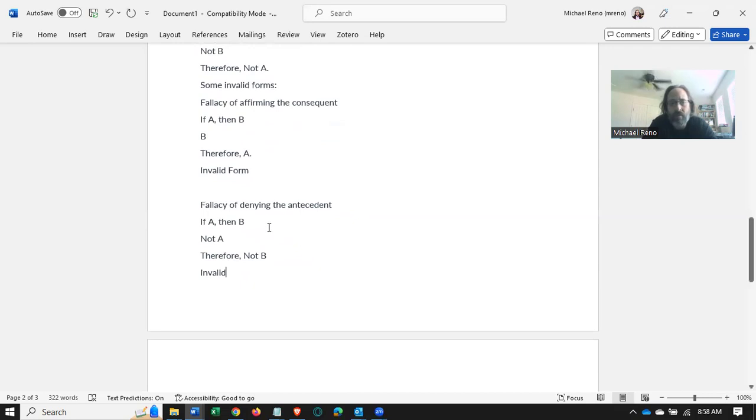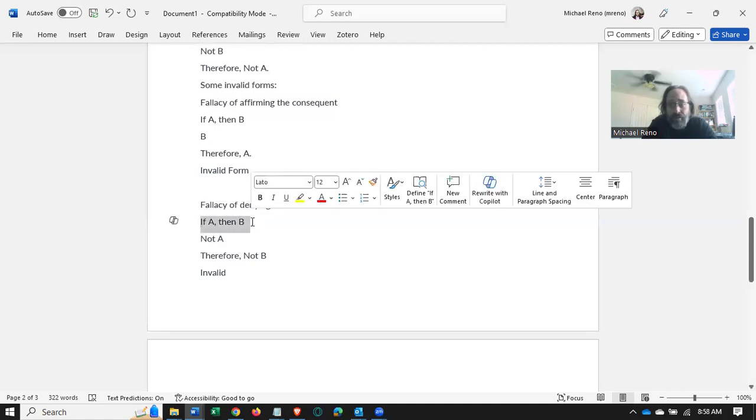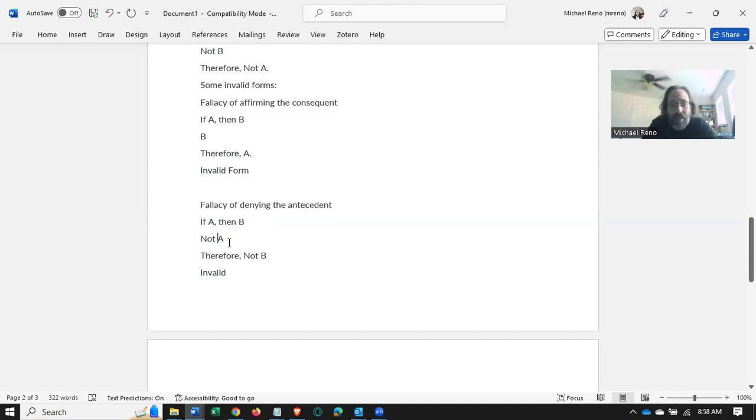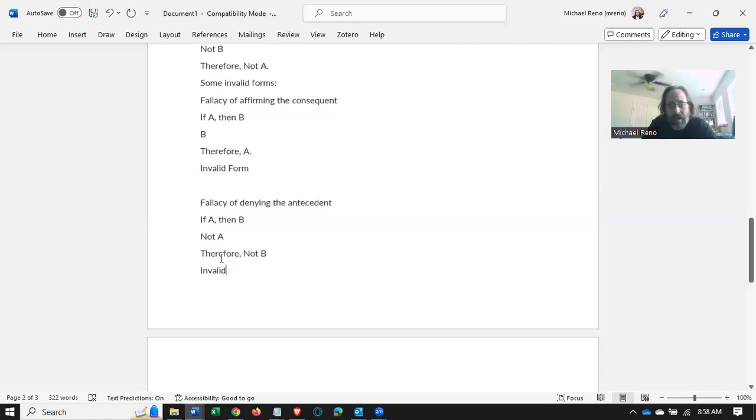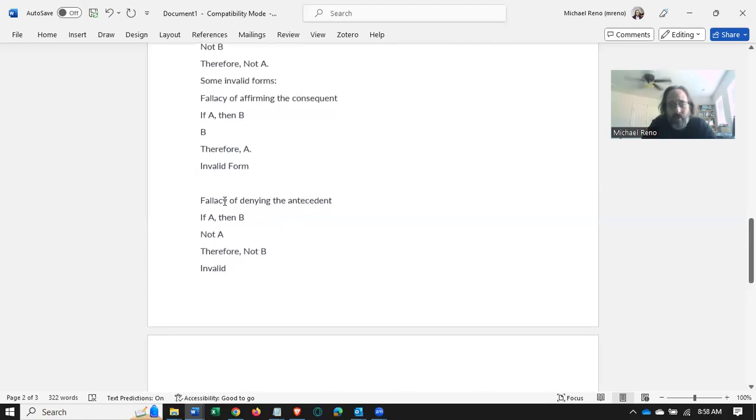Why? Because what we learned about conditionals is that this asserts that B is necessary for A. That means we know if B is false, then A also has to be false, assuming this conditional is true. But this assumes a kind of flipped version of that. If A, then B does not assert that A is necessary for B. So A being false doesn't guarantee that B is false. So if A, then B; not A; therefore not B is an invalid form called the fallacy of denying the antecedent.